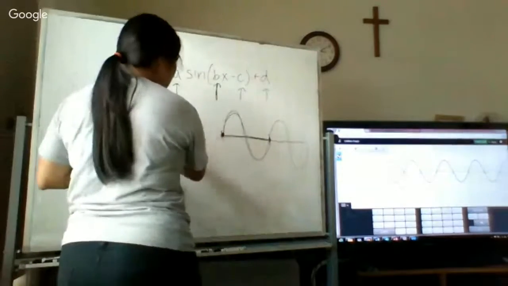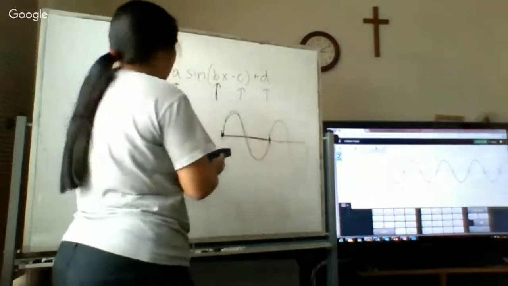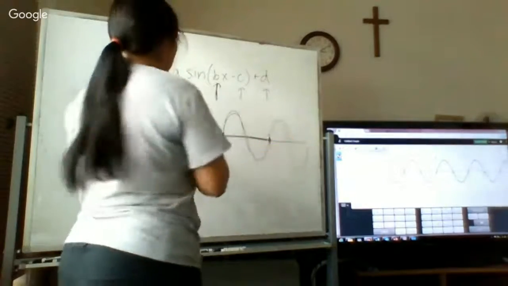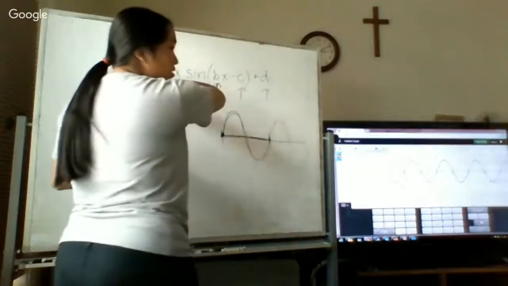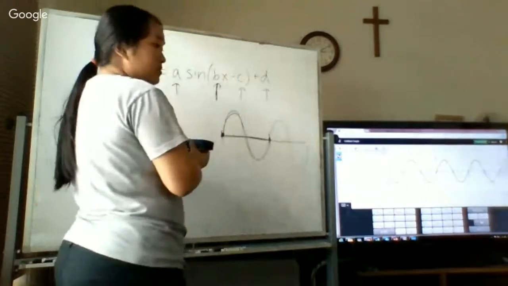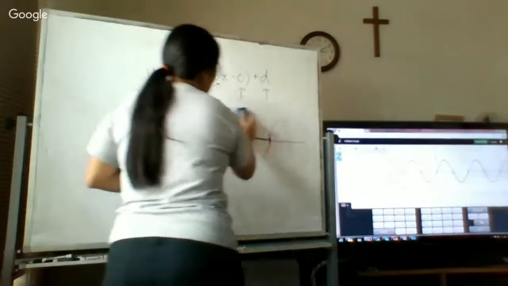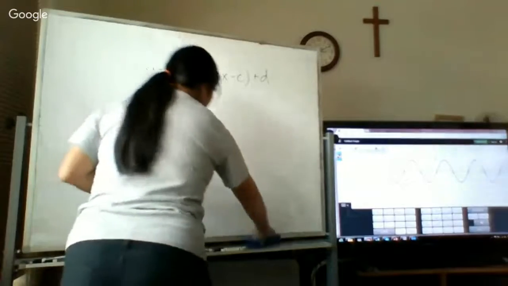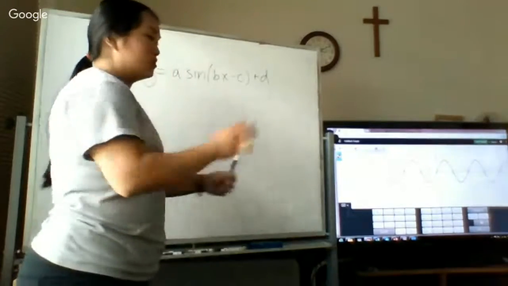And the 2 pi over b that we looked at earlier, what does that represent? That represents the period length. So if you're given this equation, in order to find the length of the period, you would do 2 pi over b. Okay, and then C and D are horizontal and vertical translations.